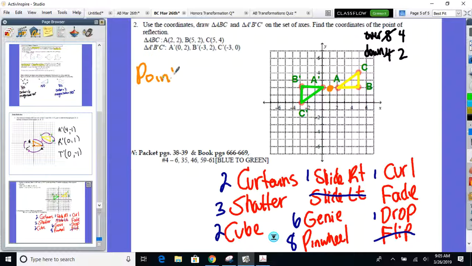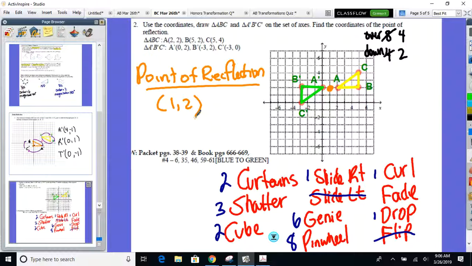And I'm still not even done yet. I still got a nice little mind-blown thing to end this with. Point of reflection. What is that point of reflection there? 1, 2. That point of reflection has another name for us.